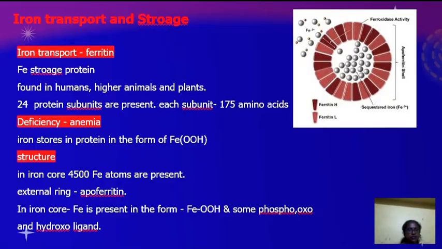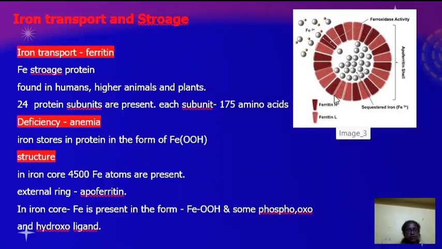Deficiency of iron leads to anemia. Iron is stored in the protein in the form of FeOOH structure. In the iron core, there are 4,500 iron atoms present. The external ring is called apoferritin. In the iron core, Fe is present in the form of FeOOH and some phospho, oxo and hydroxo ligands are also present.